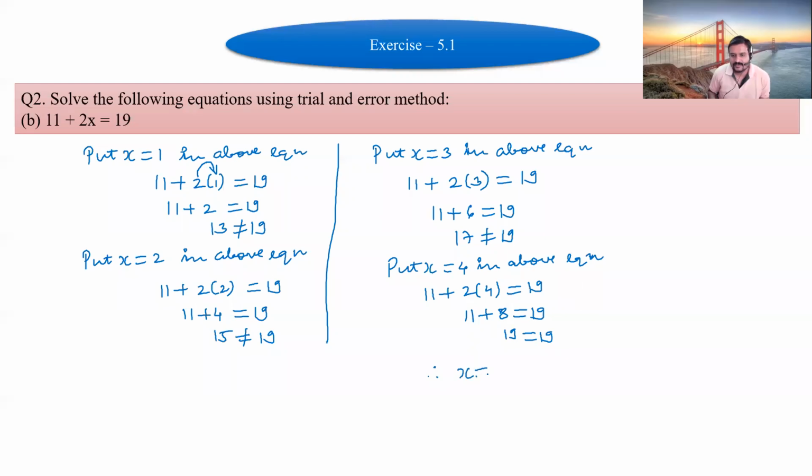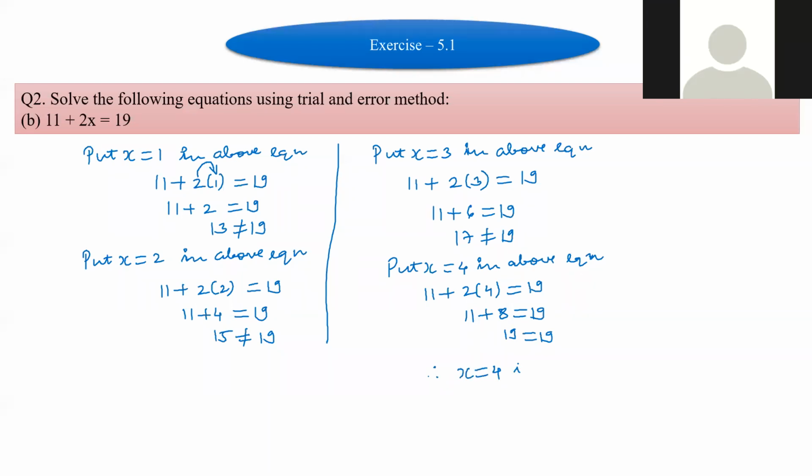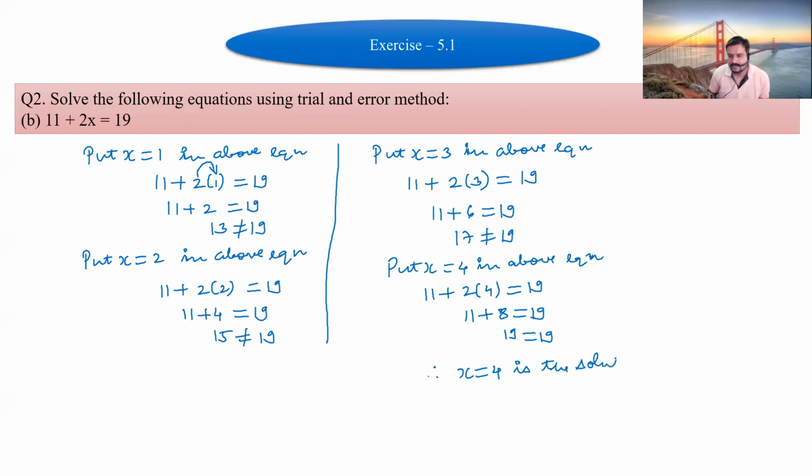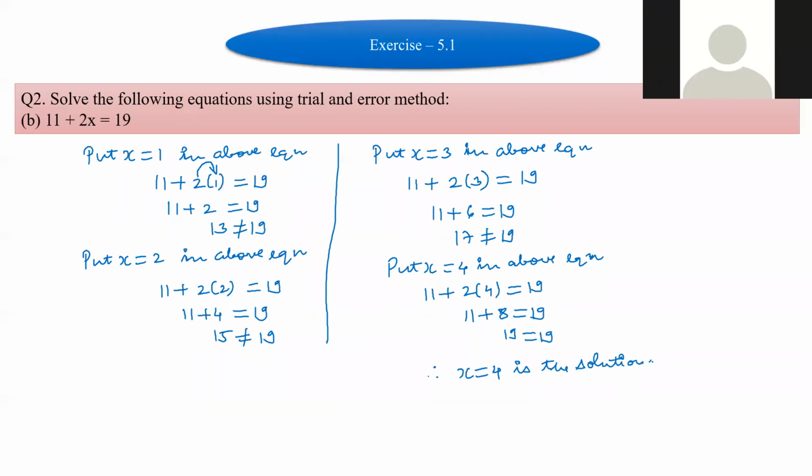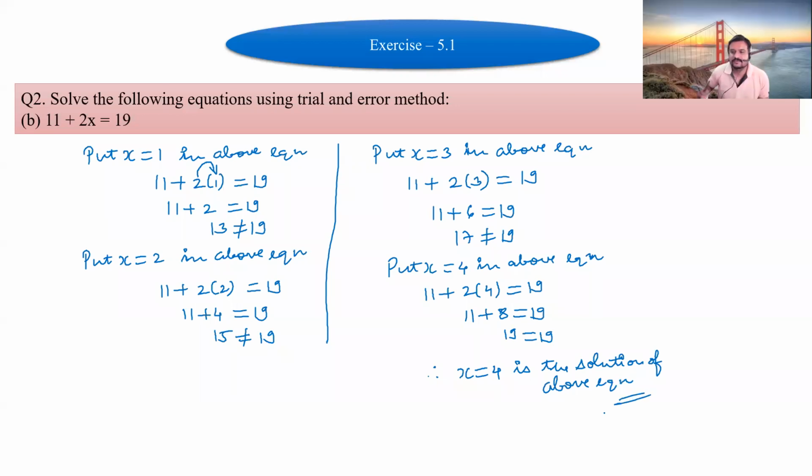Therefore, x is equal to 4 is the solution of the above equation, 11 plus 2x is equal to 19.